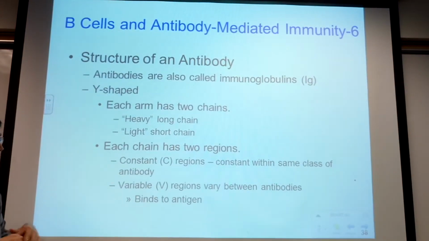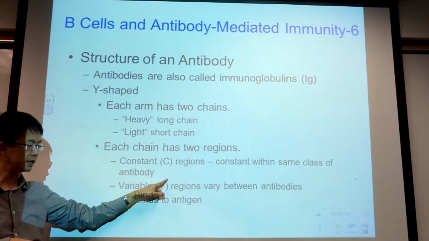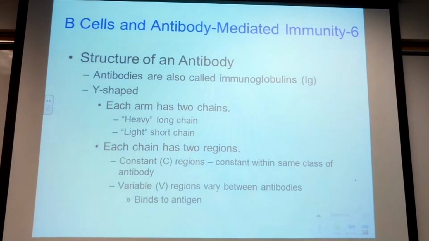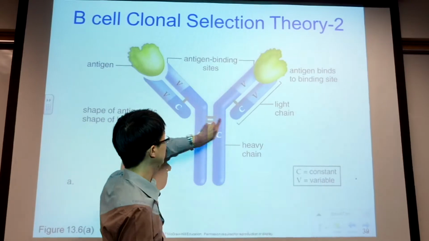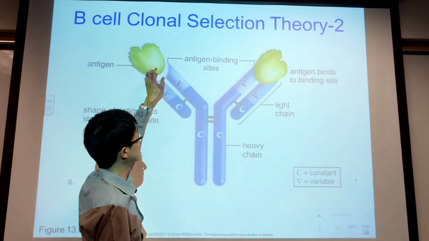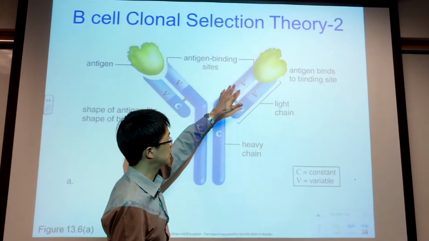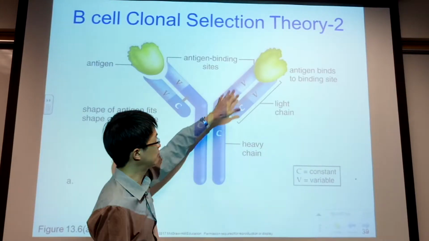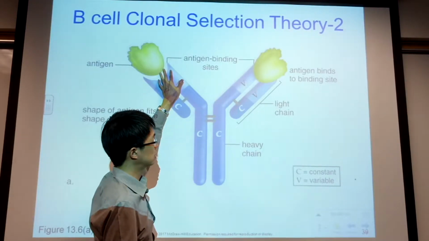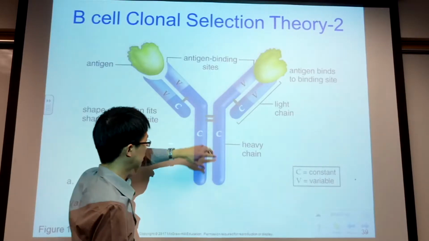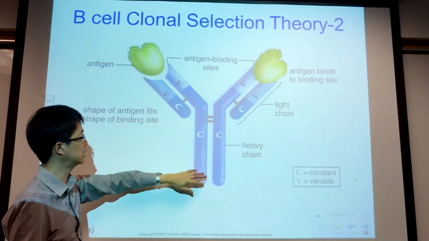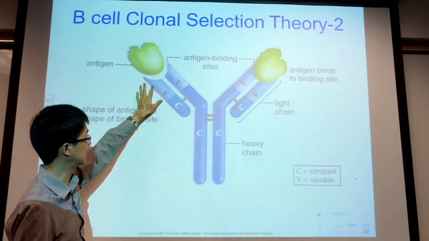One way you can memorize the variable region is the V. You see that variable region is the V. So you can memorize that variable region is where this V shape is. It is where the antigen binds to it. And the constant region is basically here. And you have heavy chain and light chain.